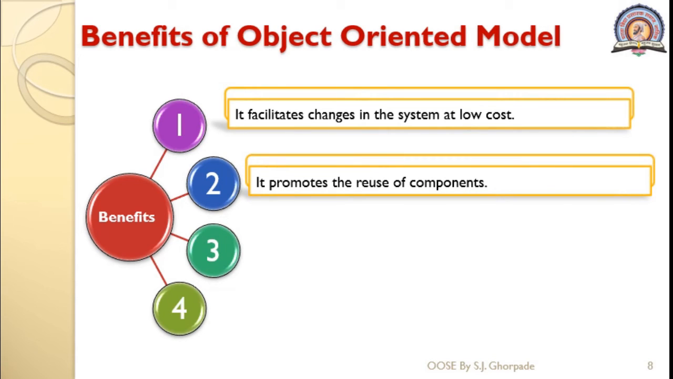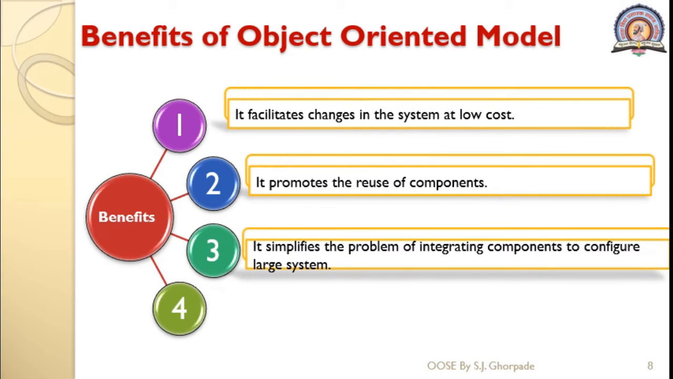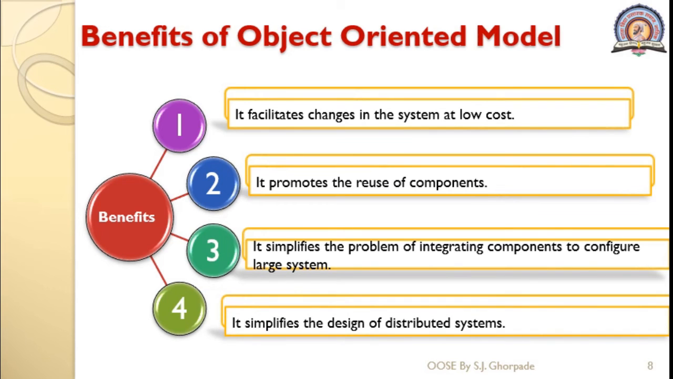It promotes the reuse of components. Some modules could be reused in other software systems also. It simplifies the problem of integrating components to configure a large system. Integrity is one of the important features of object orientation. It simplifies the design of distributed systems also. Distributed means data is distributed over different geographical places, like any wireless connection we can consider. For that, design is also simpler with an object oriented model. Means we can design any type of problem domain with an object orientation model.